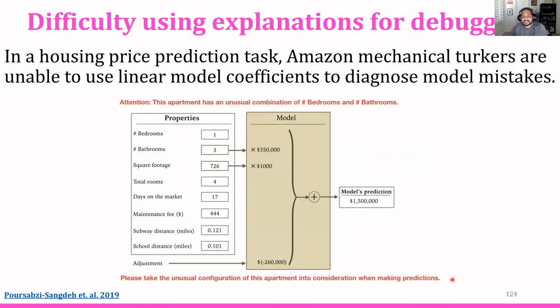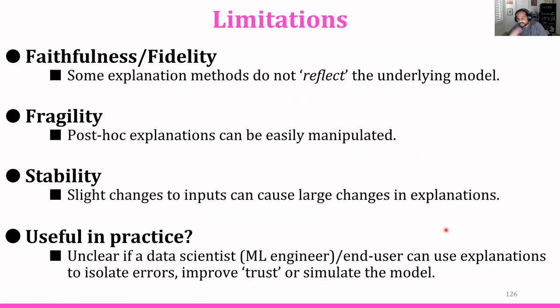There have also been studies showing that even though you use linear explanations as your explanation, users actually have a tough time understanding what that really means. Many humans are not able to take linear model coefficients and understand what that means, especially to diagnose model mistakes. And there have been some studies that show that, right? So those are the limitations of where explainability techniques and methods seem to be struggling quite a bit right now.